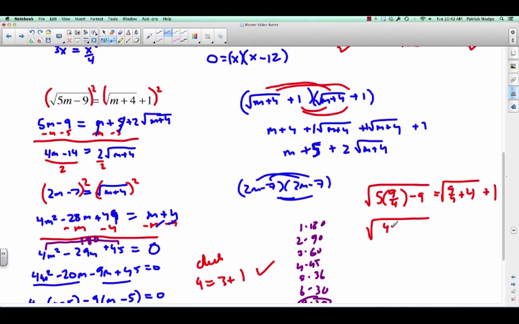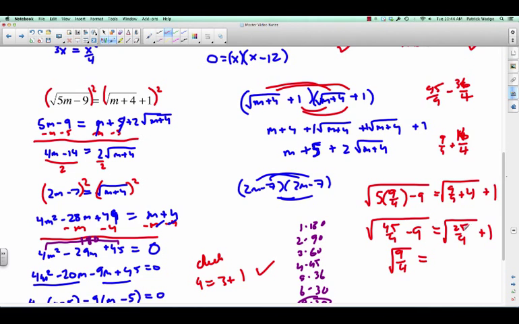5 times 9 is 45 over 4. Do you see how I'm doing it anyway? Equals, okay, you need common denominators here, so you have 9 over 4 plus 4 over 1. Common denominator is 4, so multiply this by 4 and multiply the top by 4, you get 16. So it's 25 over 4 plus 1. Need common denominators here, so you have 45 over 4 minus 9 over 1. Common denominator is 4, multiply that by 4, multiply the top by 4, you get 36. 45 take away 36 is 9 over 4.